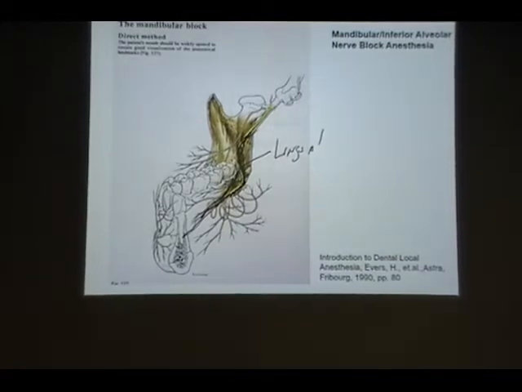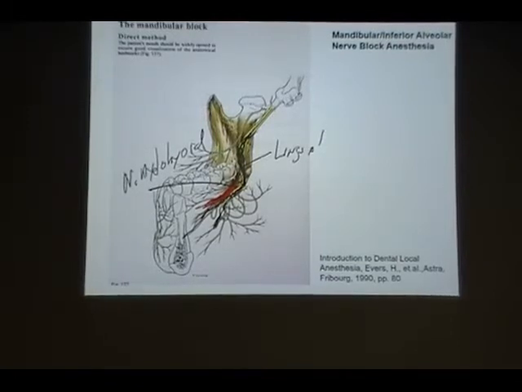And let's do this in a different color. Here is the mylohyoid. Here is the lingual here. Okay. So this is the nerve to the mylohyoid. Over here. Okay. Then we have this nerve here crossing in front of the mandible.